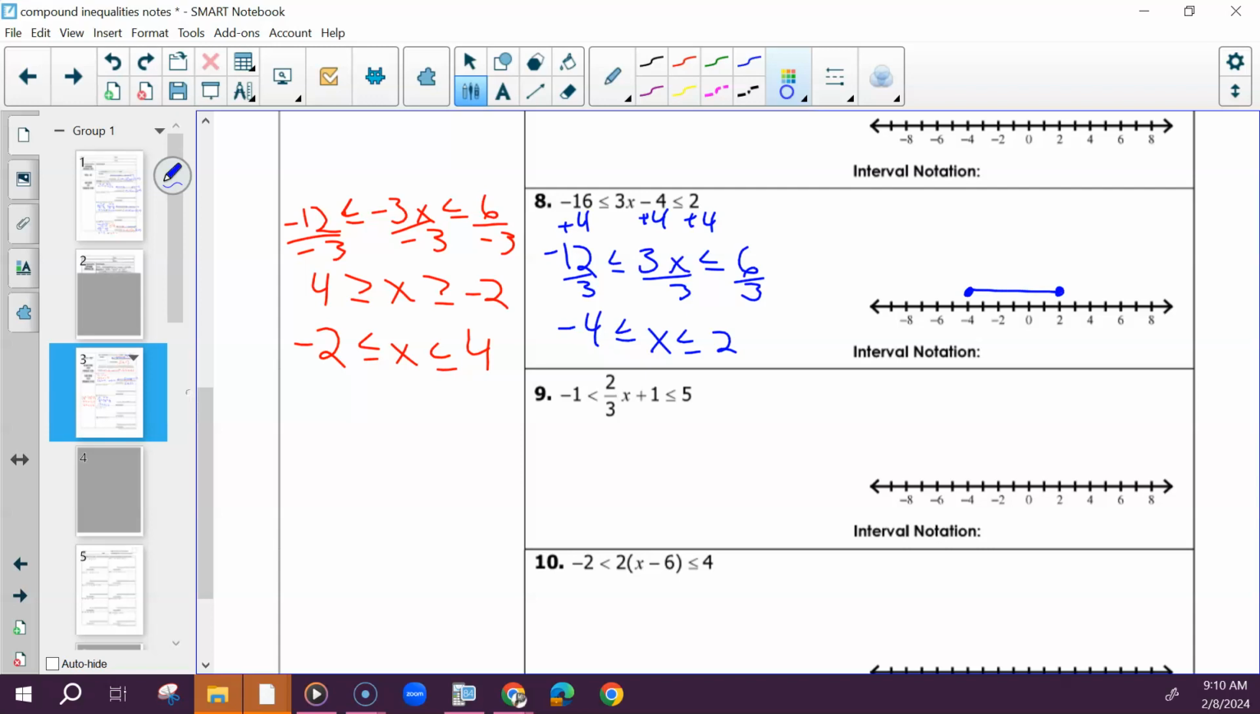I'm going to stop drawing the other arrows. You can continue to draw that if you so choose. What would that interval notation be? Bracket, -4, 2 bracket. Questions on this? We're going to do one more and then we're going to switch gears. Let's do number 10.